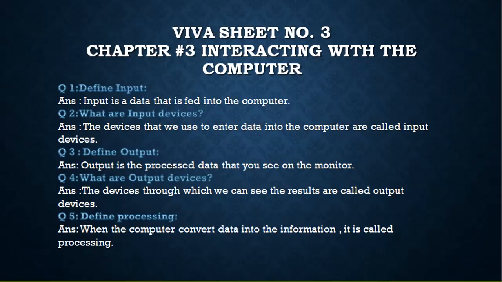Define output. Output is the processed data that you see on the monitor. Question number 4 is what are output devices? The devices through which we can see the results are called output devices. And the question number 5, which is the last question, is define processing. When the computer converts data into the information, it is called processing.